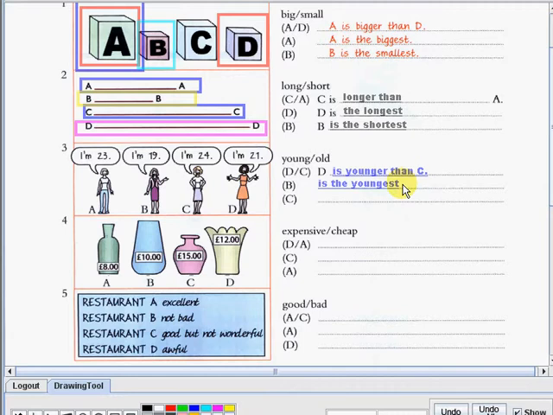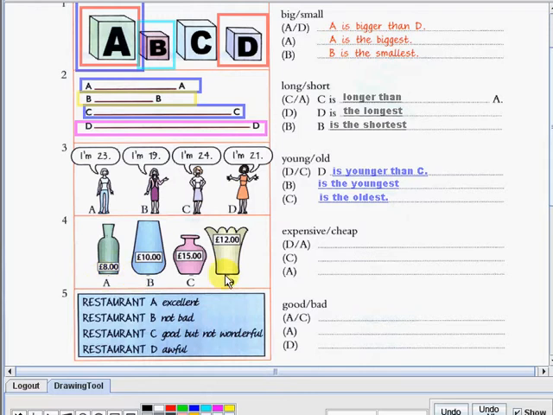Now how about letter C? Perfect! Since letter C is 24 years old, we can say that C is the oldest. So here, we used the comparatives younger, right? And the superlatives youngest and oldest. Now let's proceed to number 4.